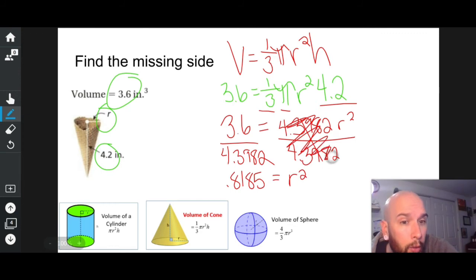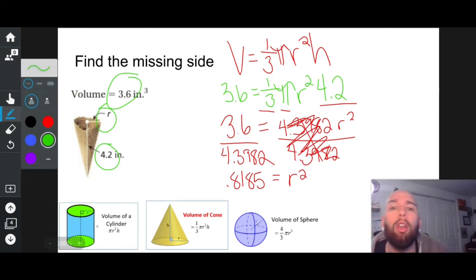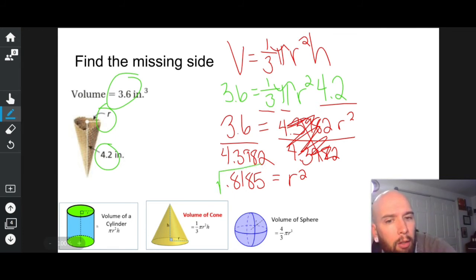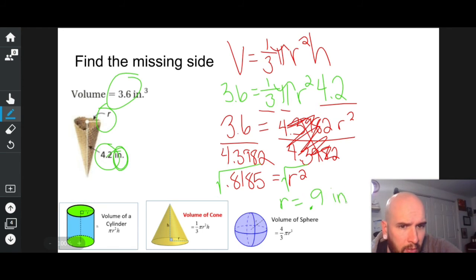R squared. Is r all by itself? No. What is in the way? Squared. How do I get rid of the squared? You square root everything. Square root both sides. What is the square root of 0.8185? The square root of 0.819 is 0.90471. So we'll put 0.9, which makes sense because the square root of 81 is 9, so the square root of 0.81 is going to be 0.9. What am I dealing with? Inches.